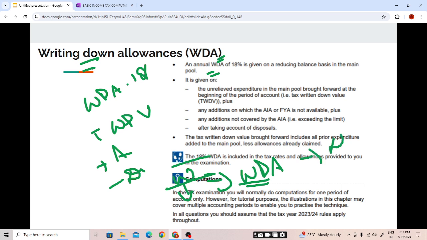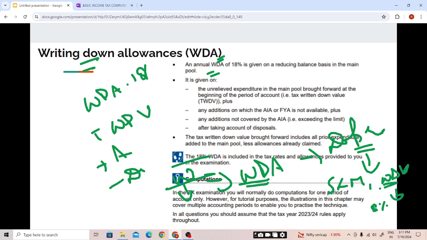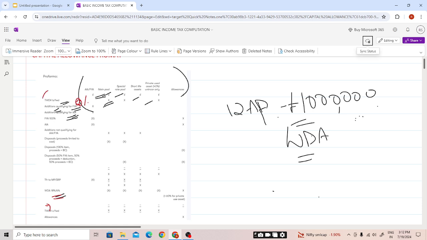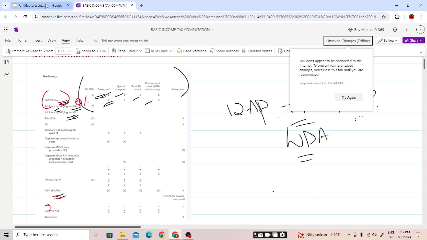This is same as the depreciation, because capital allowance is a form of depreciation, and in depreciation, students, we have straight line method and written down value method. So the written down value we had some percentage, the same applies here. I hope this is clear. An annual WDA of 18% is given on reducing balance basis in the main pool. It is given on the unrelieved expenditure in the main pool brought forward at the beginning of the period of account. So the beginning of the period of account we brought this forward, on this it is given.